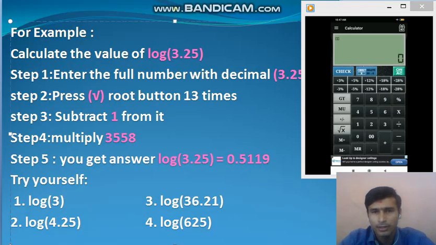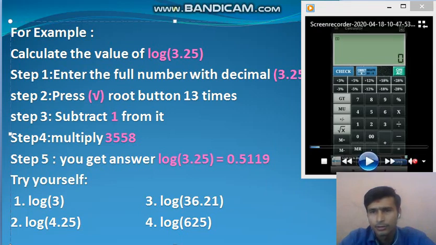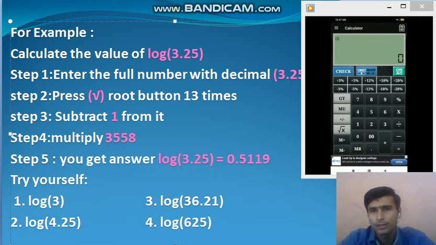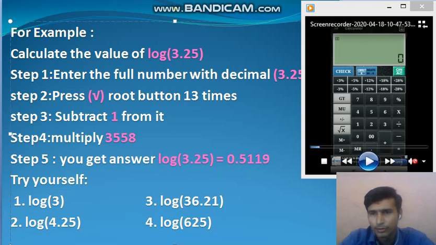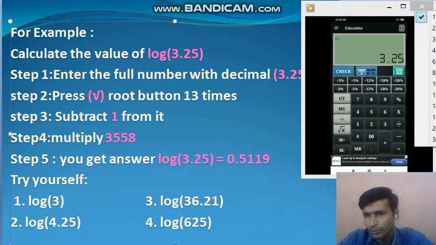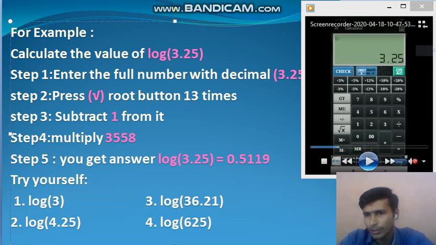Let us take another example for more clarification. Take the log of 3.25. If you want to find the log of 3.25, in the calculator we must enter the value with the decimal point. We must enter 3.25 in the calculator like this.